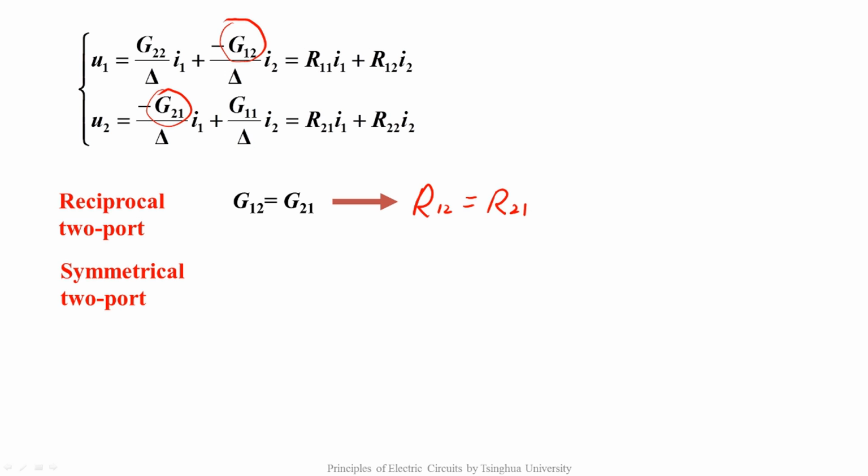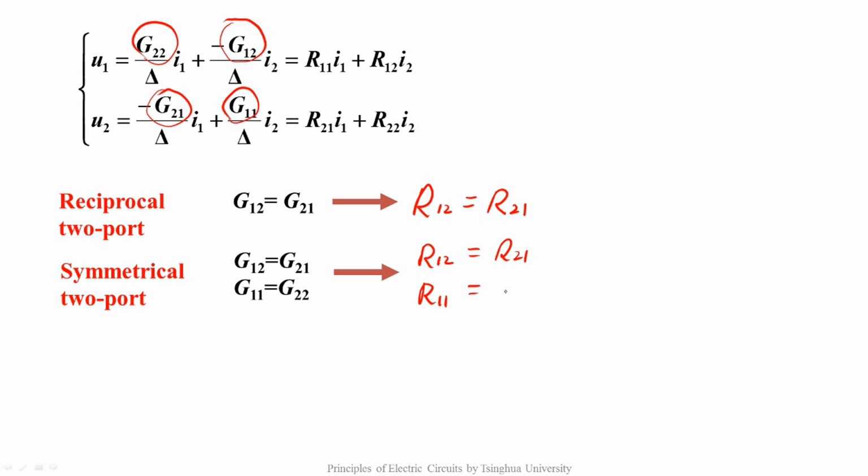For the symmetrical two-port, besides G12 equals G21, G11 equals G22 as well. According to the corresponding positions of G11 and G22 in the R parameters, we get the condition for the symmetrical two-port is that R12 equals R21 and R11 equals R22. They are similar to the conditions of the G parameters.